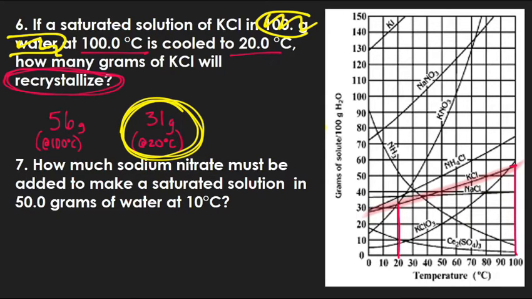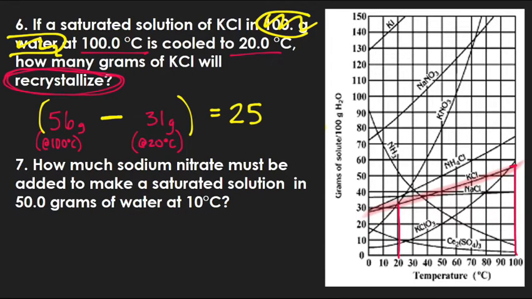how much stuff had to come out and recrystallize. So just like I just said the word difference, hopefully your brain is telling you that all we've got to do here is subtract these numbers. 56 minus 31 is going to be 25 grams. So that's how much will recrystallize or become crystals again after we lower that temperature.